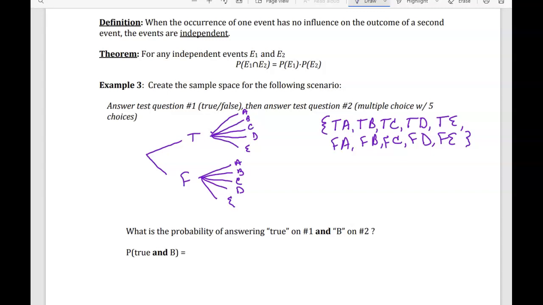So the probability of answering true on the first question is just 1 out of 2. The probability of answering B on the second question, there's 5 choices, is just 1 out of 5. And so I can multiply these two together, and that would give me 1 out of 10. And if you notice, true and B, I have one of those, and I have 10 total possible outcomes. And so that's what we're looking at whenever we're talking about independent events.